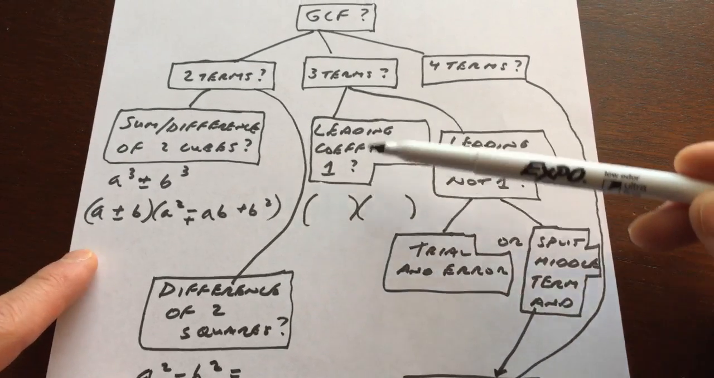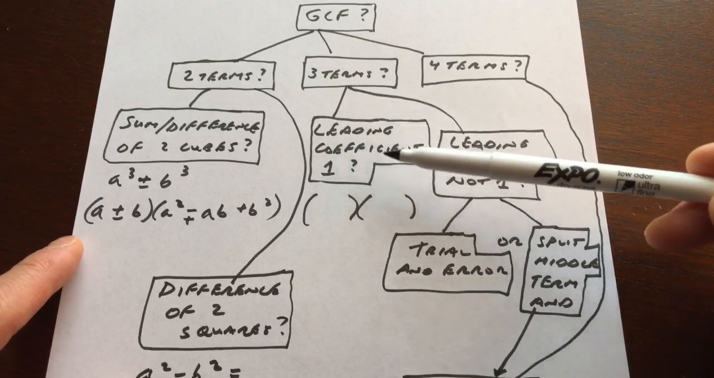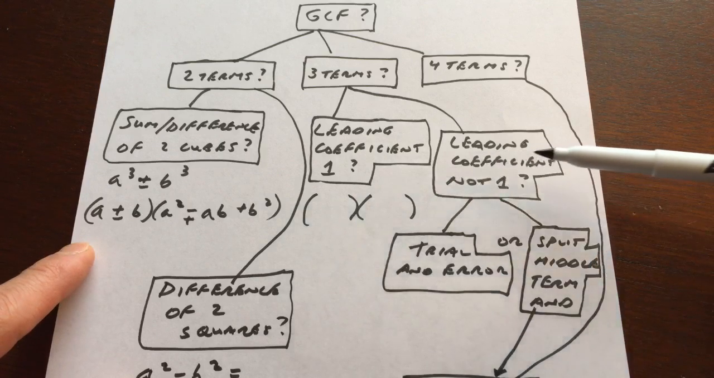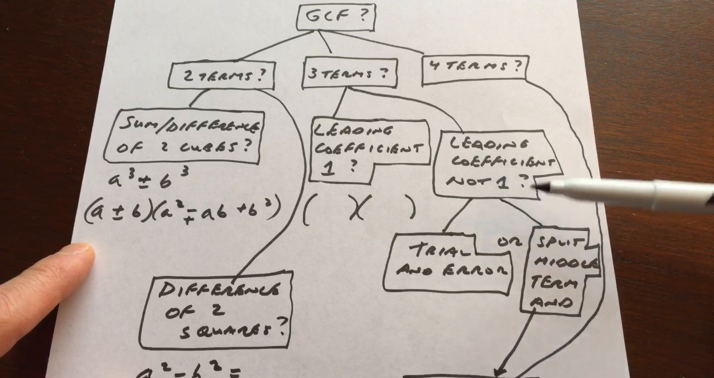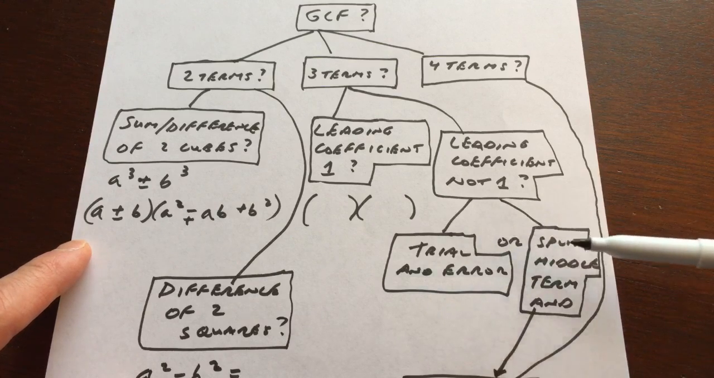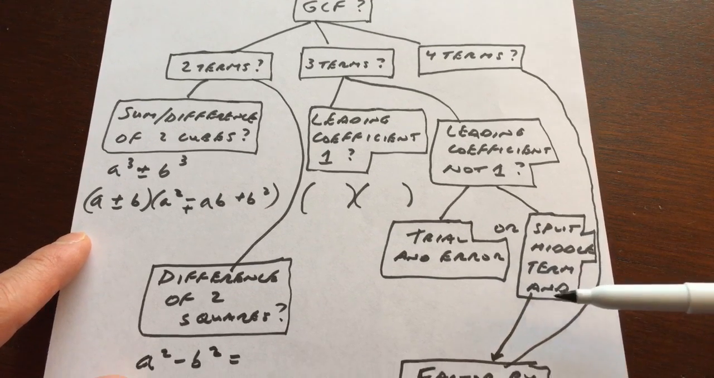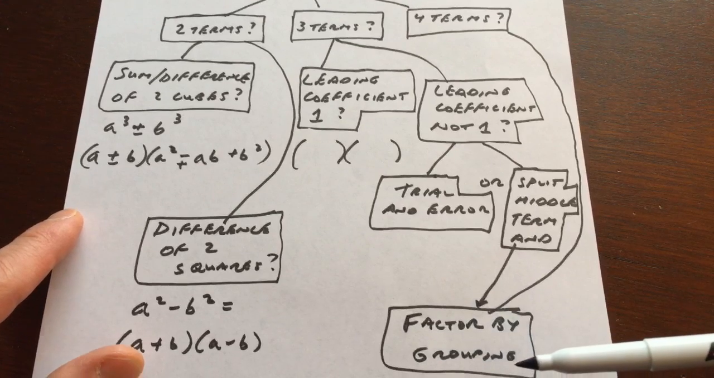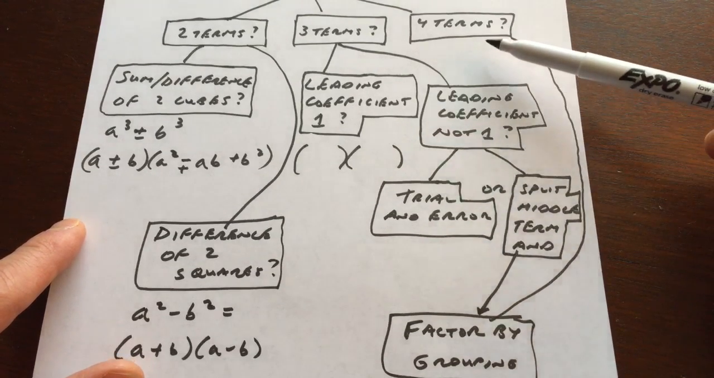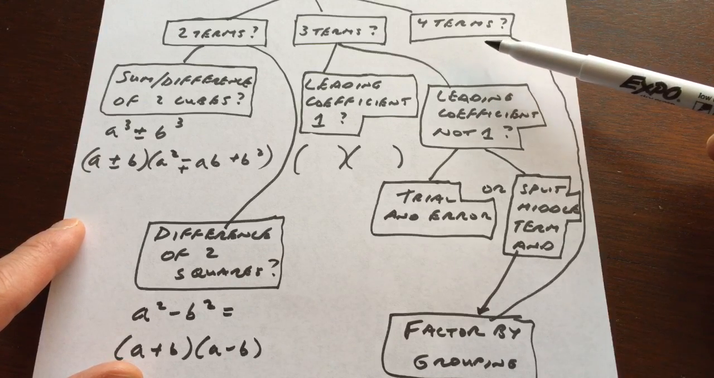Then the next type is when you have 3 terms. You either have a leading coefficient of 1, so it starts off with a 1, or the leading coefficient is not 1, in which case you would want to factor it using the trial and error method, or you could split the middle term and factor by grouping. And generally the technique of factoring by grouping, we reserve that for when you have 4 terms. We look at that as a possibility.